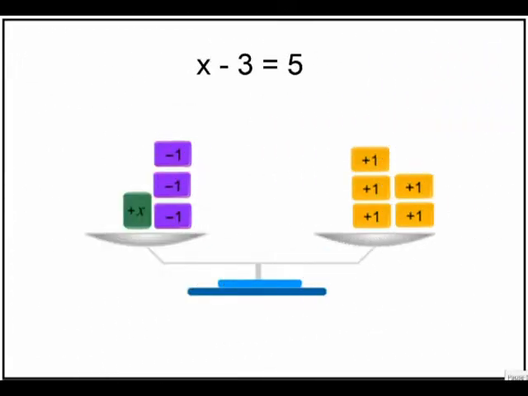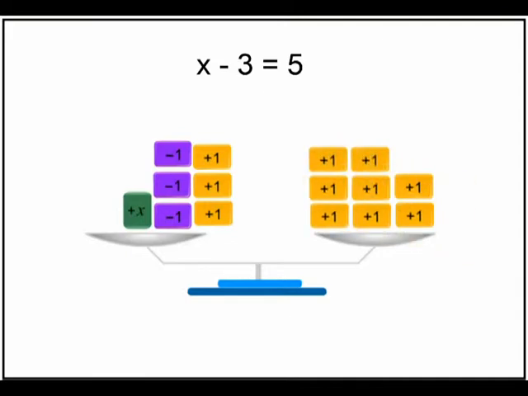This equation modelled the x minus 3 equals 5. Here I don't have the same things on both sides of the equation, so I can't immediately start removing. Here I'm going to need to use 0 pairs to cancel out the 3 negatives on the same side as x. Because I added 3 positives to the left of the equation, I must also add 3 positives to the right side of the equation.